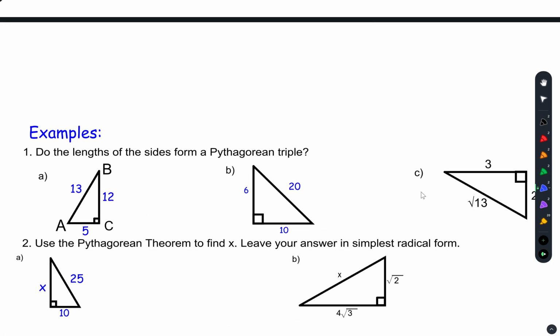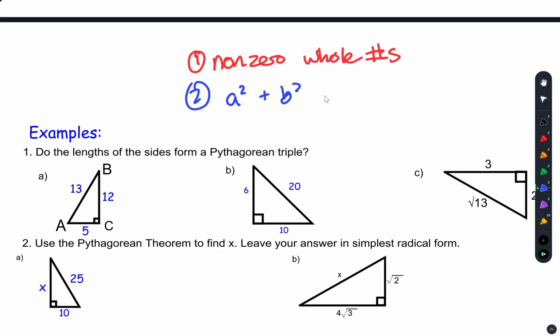So the first example says, do the lengths of the sides form a Pythagorean triple? The first requirement to be a Pythagorean triple is that we have non-zero whole numbers. And the second requirement to be a Pythagorean triple is that it satisfies the Pythagorean theorem equation, a squared plus b squared equals c squared. So we're going to check both of those things.